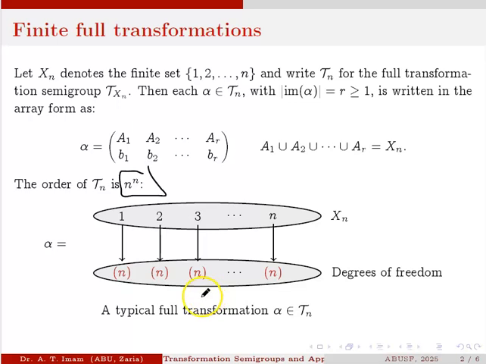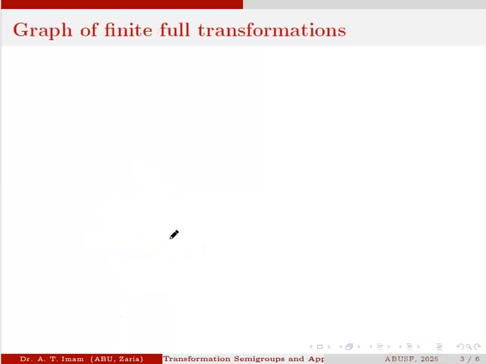So this is how one will now see why the total number of full transformations in the semigroup Tn, that is full transformations on a set of n elements, is equal to n to the power n. So now we want to study the structure of the individual elements in Tn. That is, we want to concentrate on a particular element in Tn.